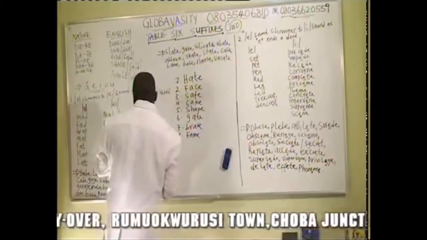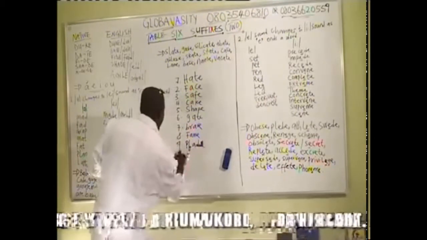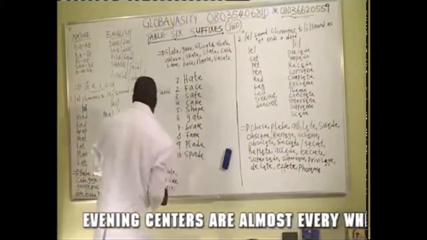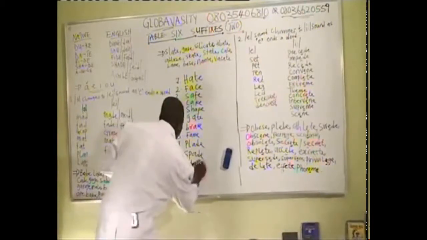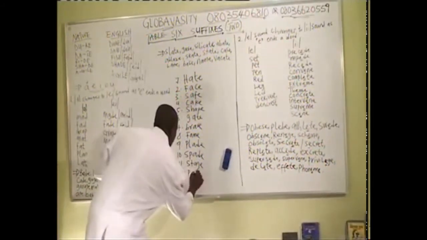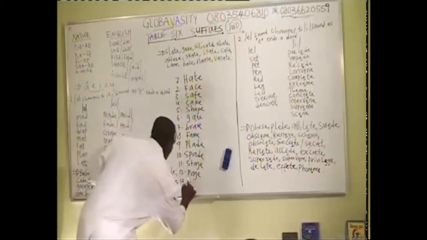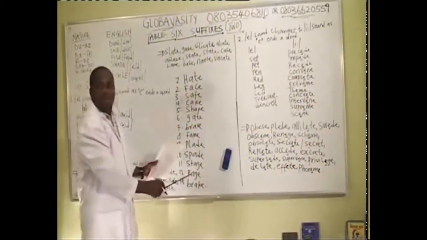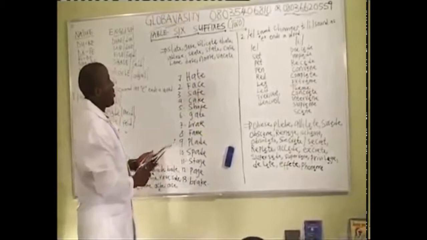Spell plate. P-L-A-T-E. Spell spade. S-P-A-D-E. Spell stage. S-T-A-G-E. Then spell page. P-A-G-E. And then spell break. B-R-A-K-E. Let's stop here. You see the way it went. So that is it. With this idea, you can spell words like this. A lot of them are in the dictionary. So, this is number two.